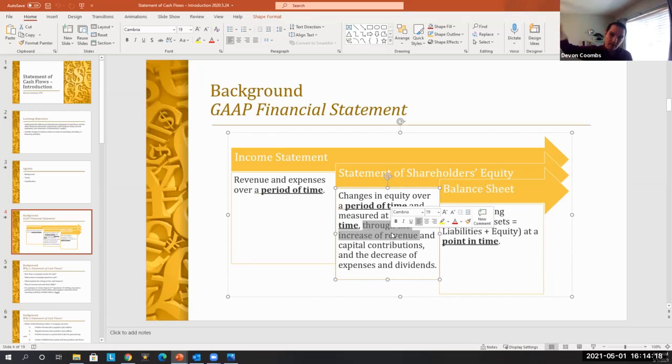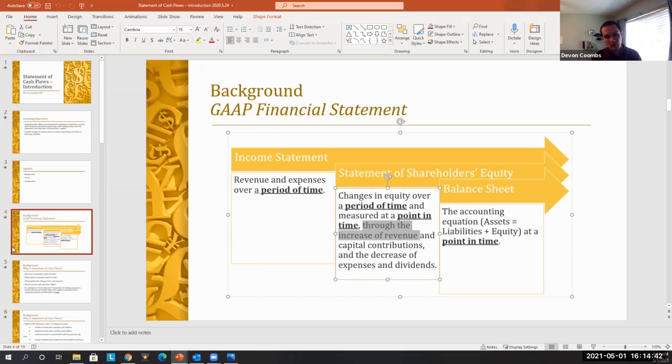So we see that movement and then it flows into the balance sheet account. And then that balance sheet will reflect that shareholders' equity amount as assets equal liabilities plus equity, which is that accounting equation at a point in time. And so really this is trying to capture all the transactions that occur over a period of time and then flow it into the balance sheet, which measures at a point in time, either quarterly or yearly, right?